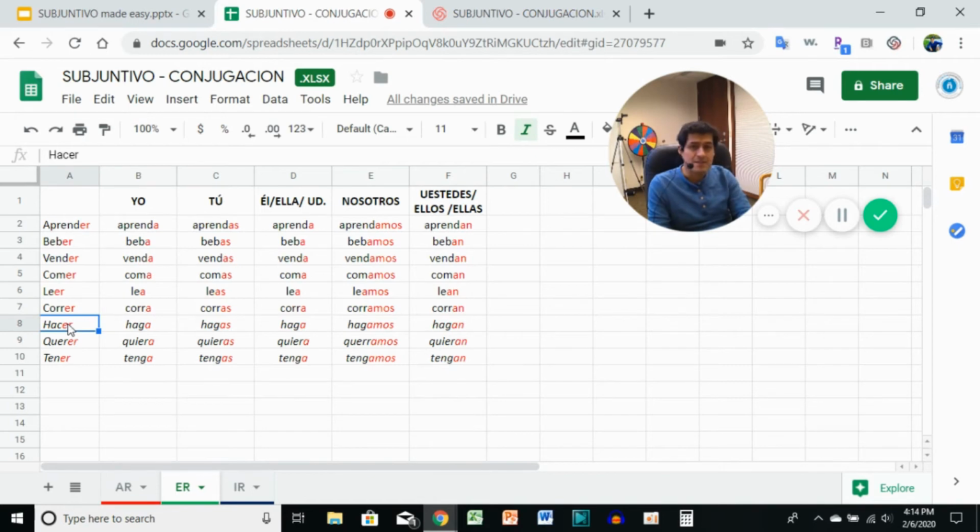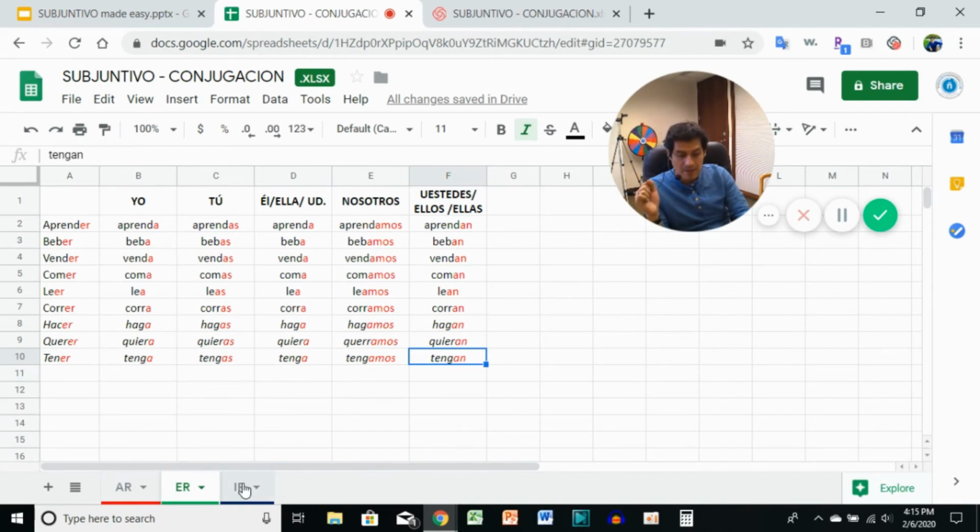The verb hacer is the first irregular verb that we will find here, but it copies the root, the stem of the conjugation in present tense. Hacer. In present tense, yo hago. In subjunctive, yo haga. Tú hagas. Él, ella haga. Nosotros hagamos, ellos, ellas hagan. Querer, yo quiera, tú quieras, él quiera, nosotros queramos, ustedes quieran. Tener, yo tenga, tú tengas, él, ella tenga, nosotros tengamos, ustedes, ellos, ellas tengan.